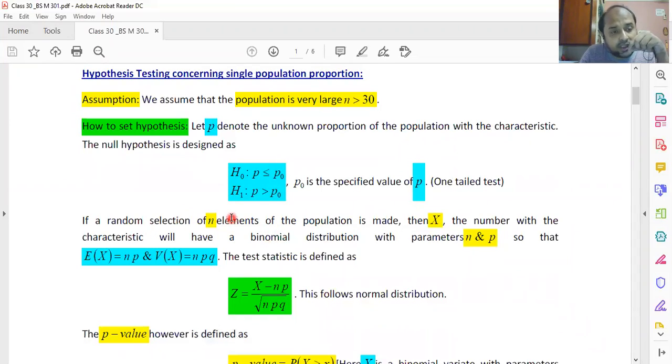To test the population proportion, we select a random sample of size small n, and that size is considered to be greater than 30. 30 is the limit above which we shall consider that to be a large sample, and below which we shall consider that to be a small sample. Capital X is the number of items present in the sample who are satisfying the characteristic of the population.